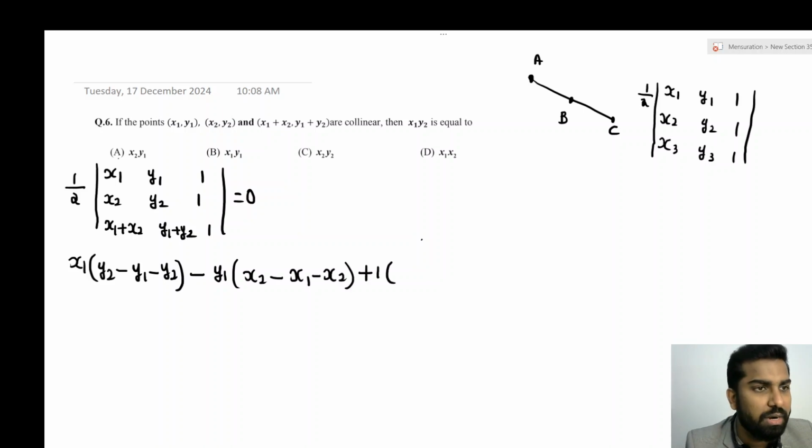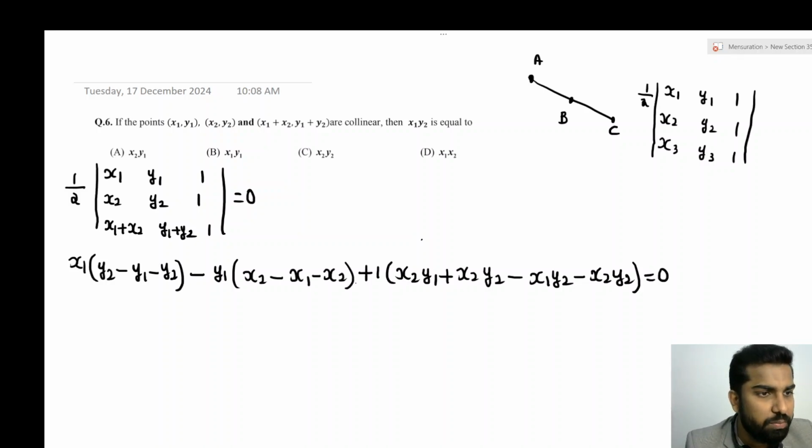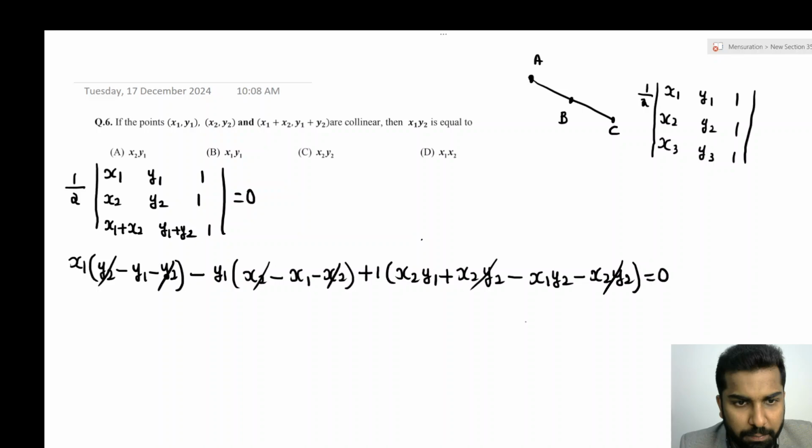Plus the last element 1, removing its row and column, we get x2 into y1 plus y2. Multiplying the bracket, it becomes x2 y1 plus x2 y2, minus y2 multiplied with x1 plus x2 with the minus outside, so it becomes minus x1 y2 and minus x2 y2, and this will be equal to 0. Observing these terms, plus y2 minus y2 I can cancel, plus x2 minus x2 also I can cancel, and x2 y2 minus x2 y2 also cancels. The complete term is cancelled.